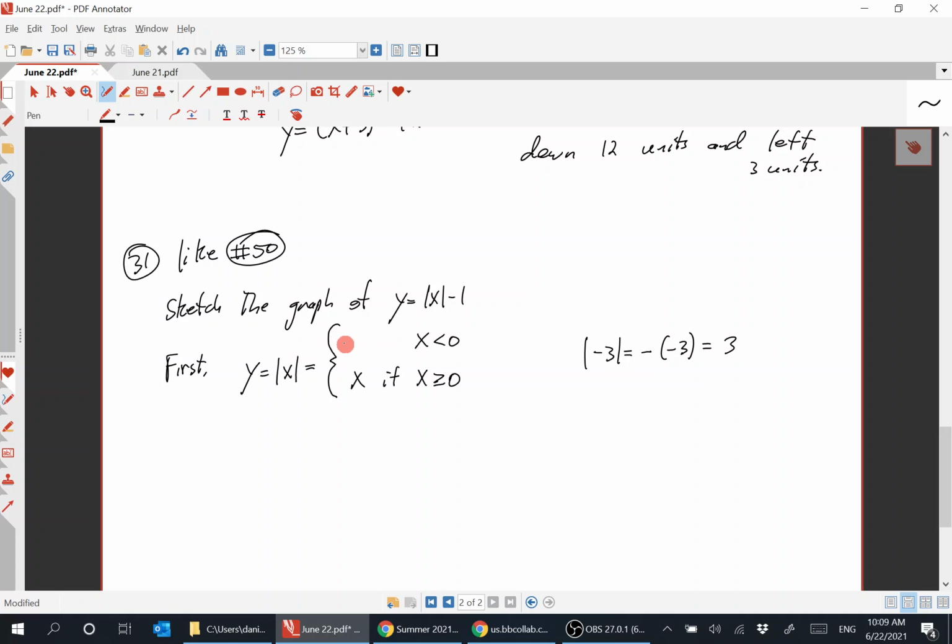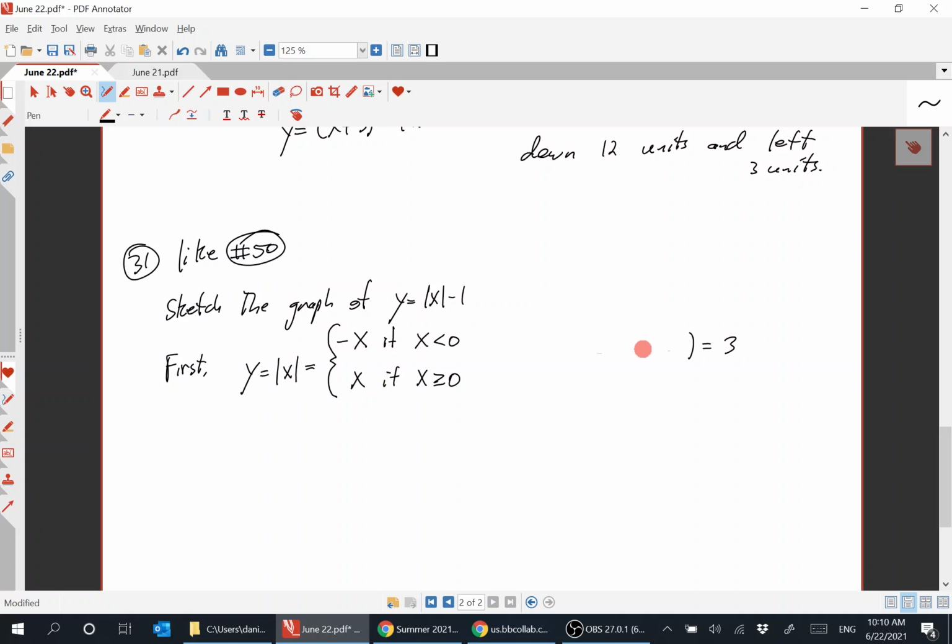Right? So if x is negative, then the absolute value of x is negative x, if x is less than 0. Right? x is already negative, so when I stick a negative in front of it, it becomes positive.